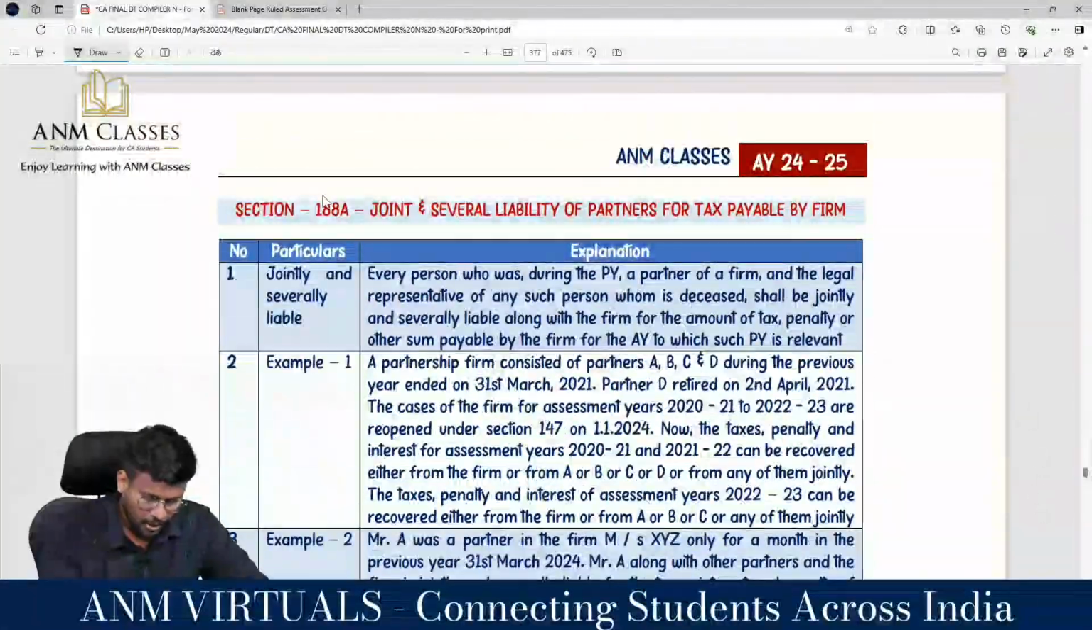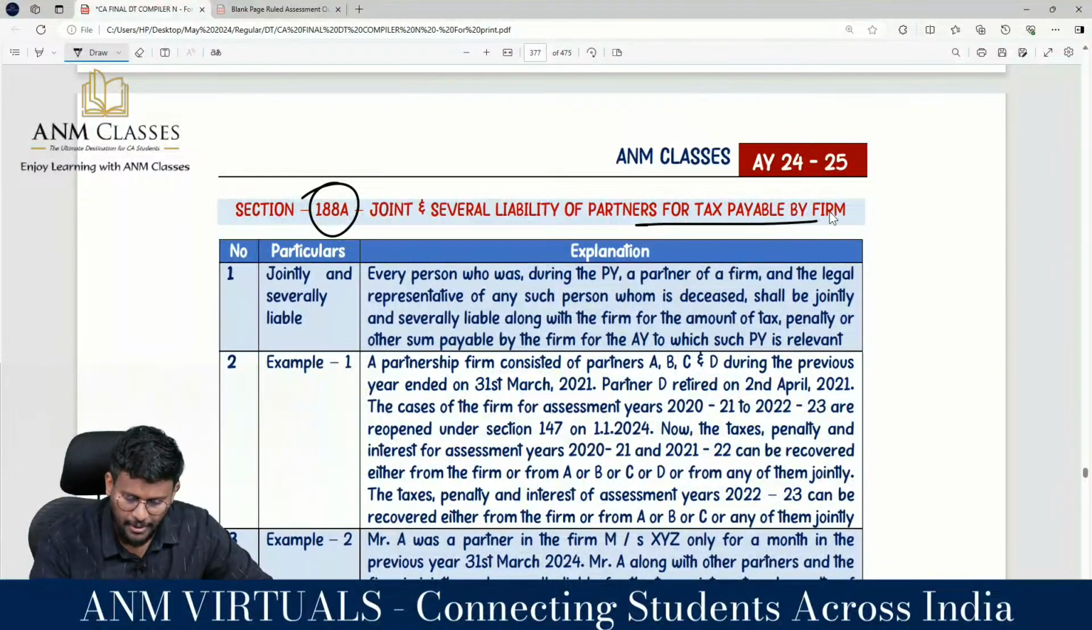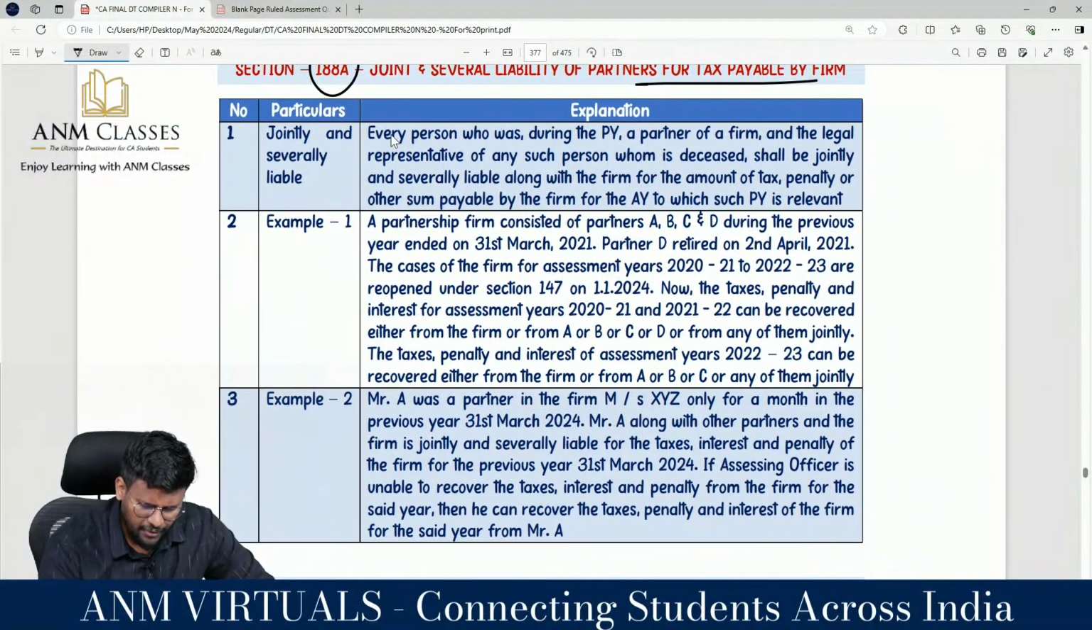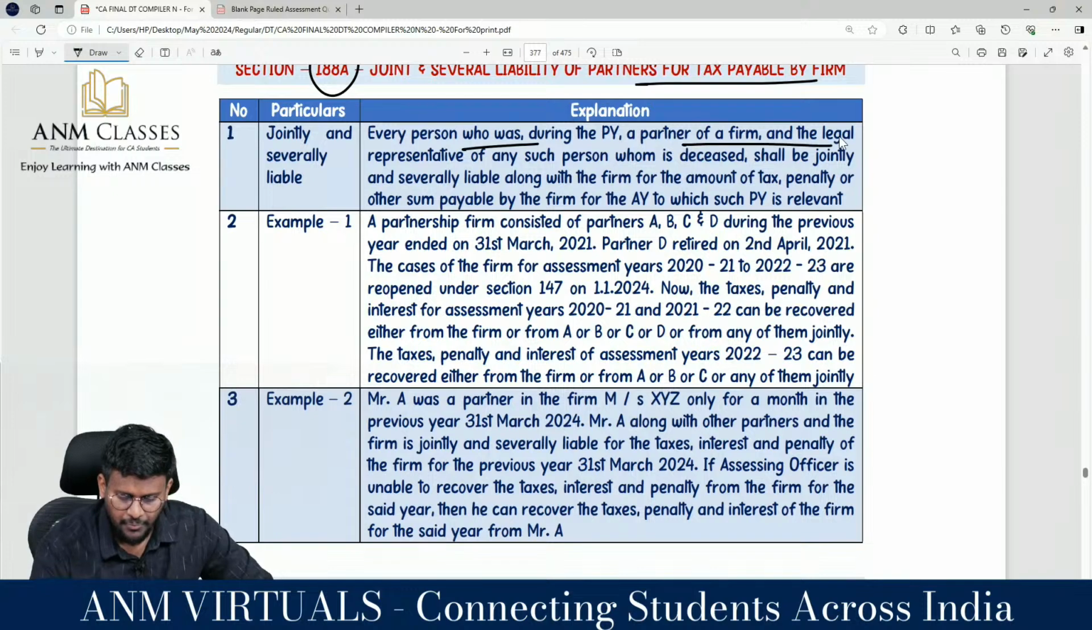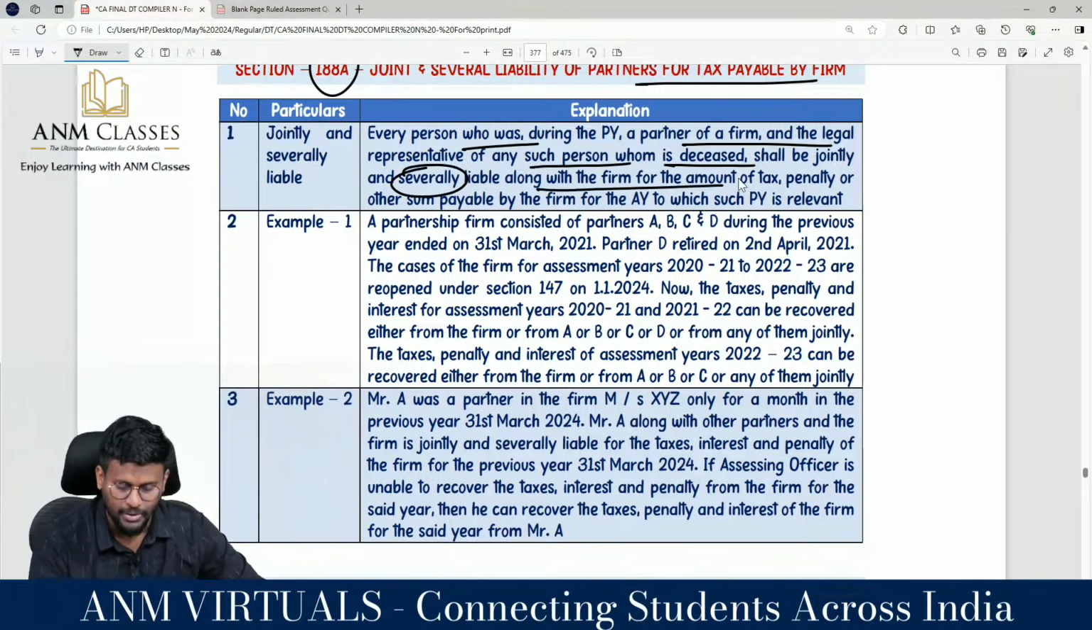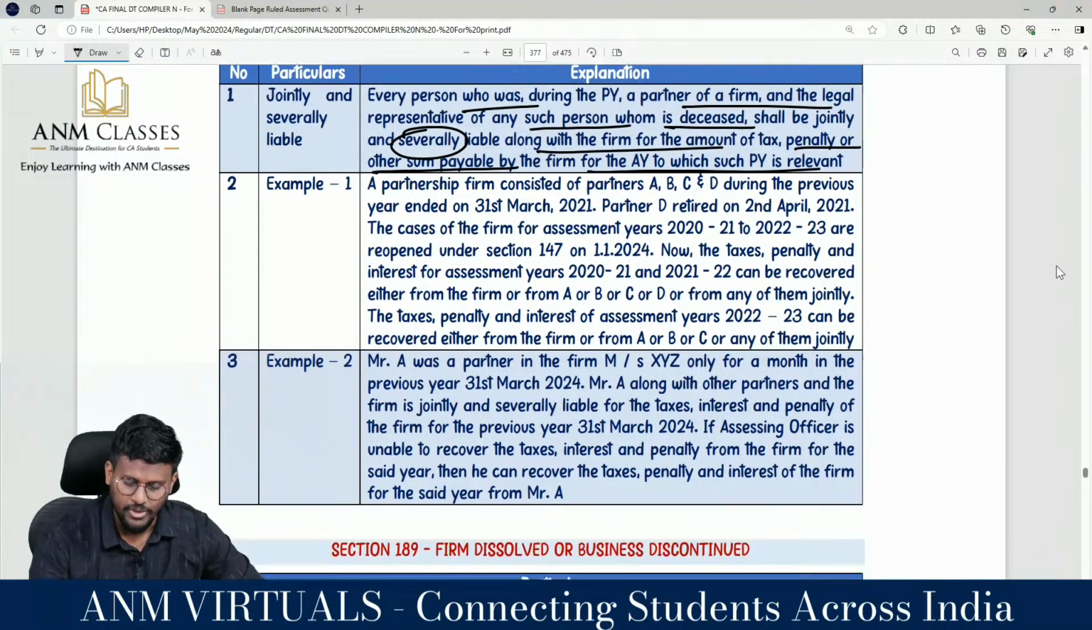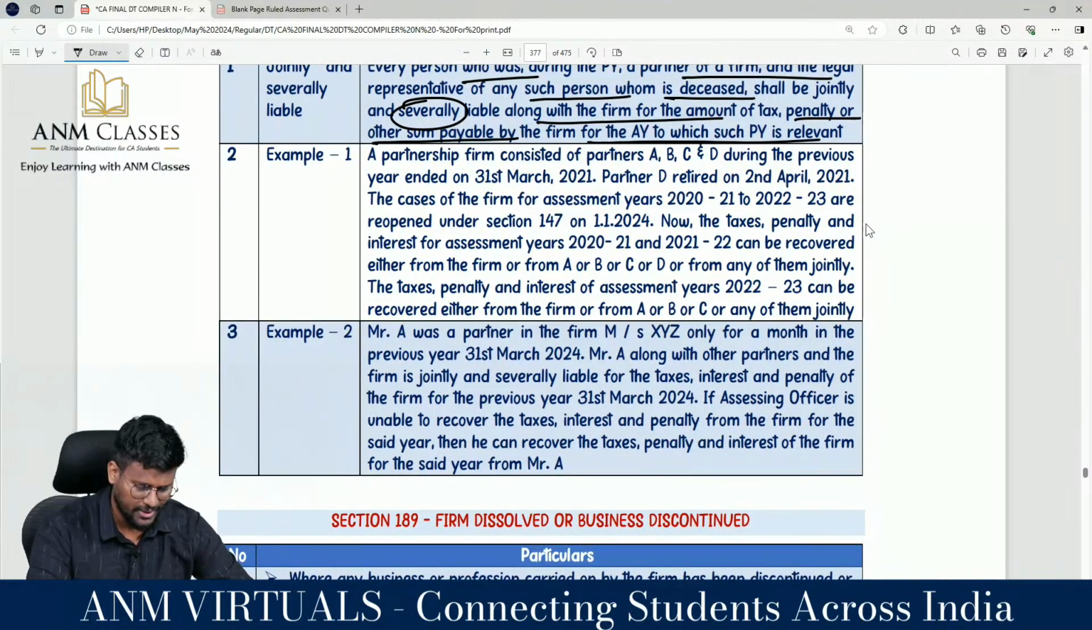Jointly and several liability of the partners, tax payable for the firm. Every person who was during the previous year a partner of the firm and legal representative of any such partner who is deceased shall be jointly and severally liable along with the firm for the amount of tax, penalty or other sum payable by the firm for the assessment year to which such previous year is relevant. We are having two examples.